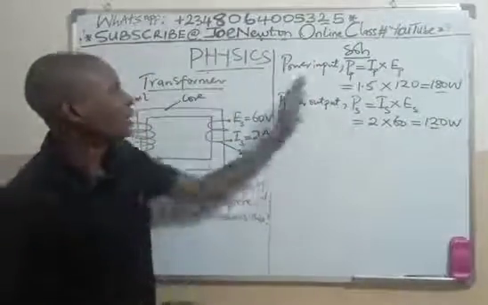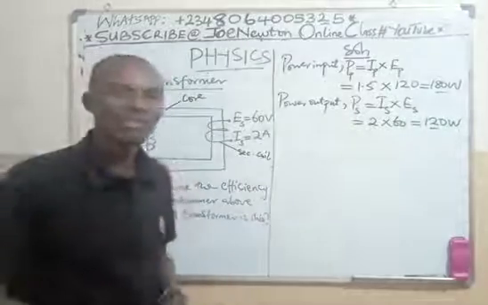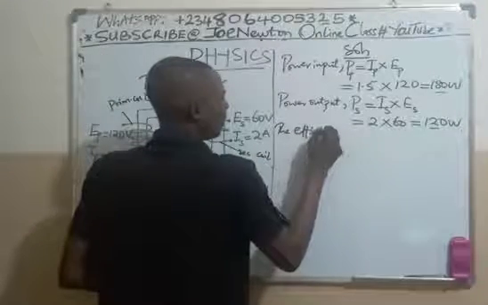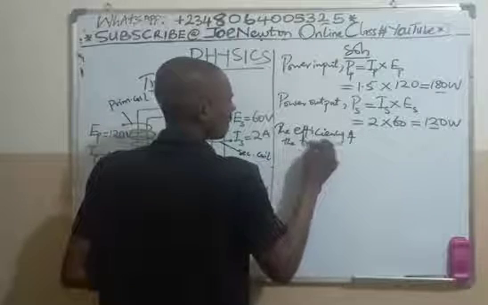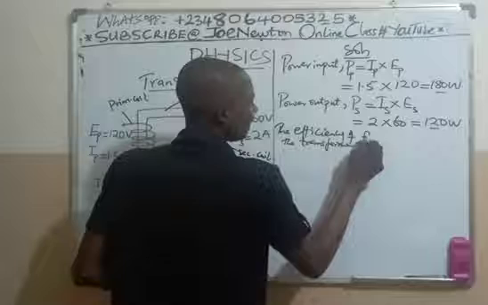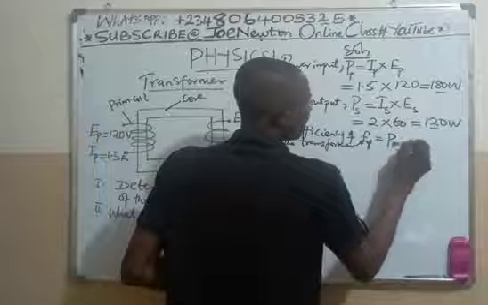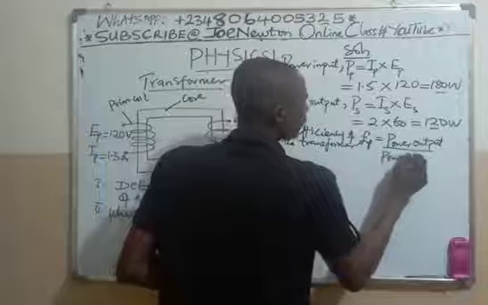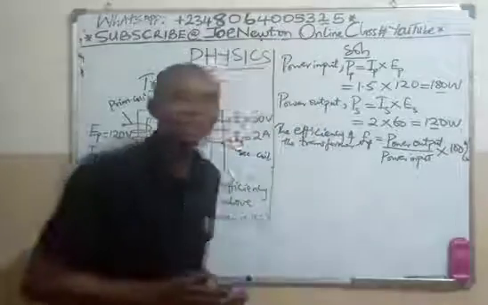Now, having obtained the power input and power output in the transformer system, we can now get the efficiency at ease with this formula. The efficiency of the transformer is given by: efficiency is equal to the power output, be mindful of this, over the power input, times 100%. Efficiency is rated in percentage.